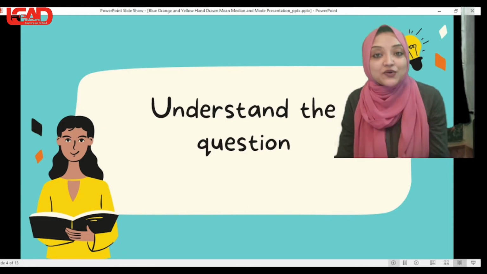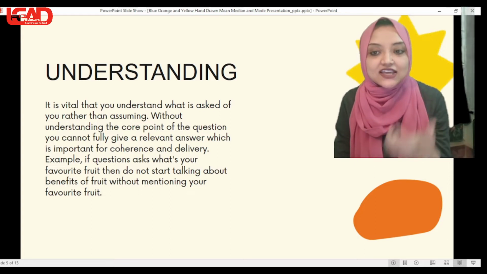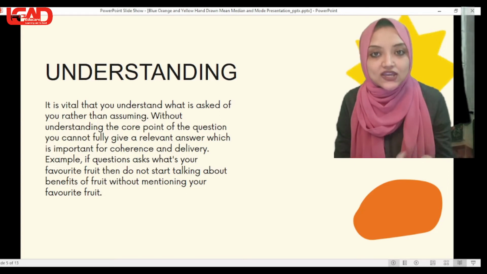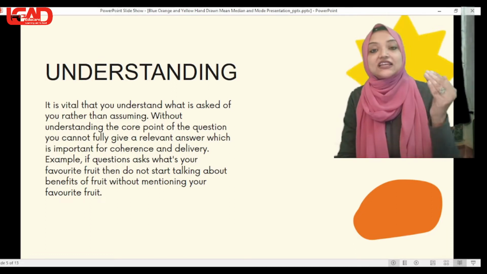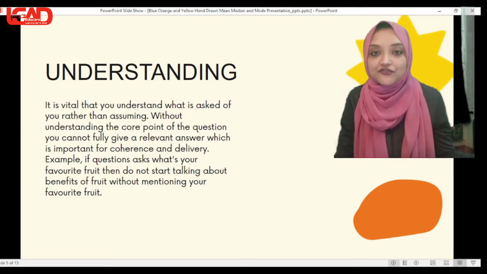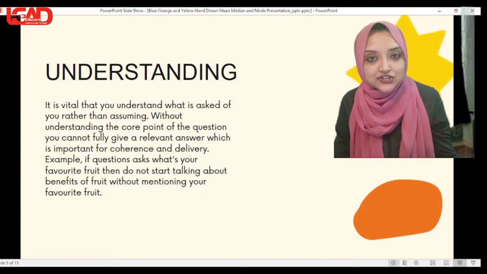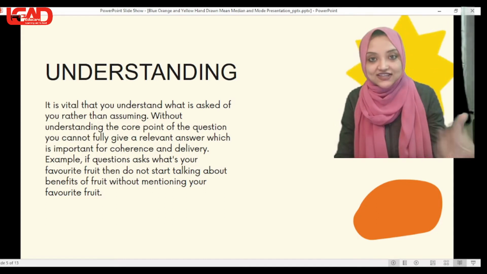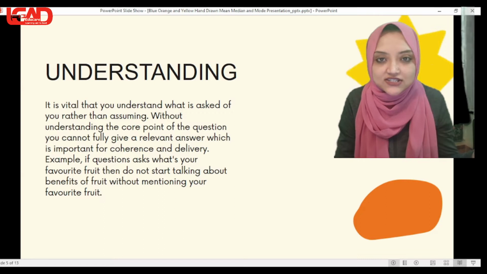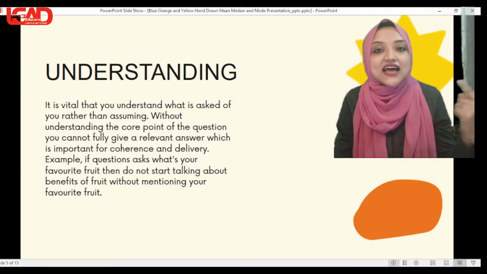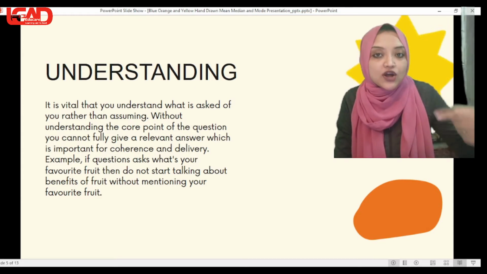Often students are so nervous, they're in such a rush that they answer immediately. They hear a question and they immediately start talking rather than actually listening and understanding the question. It's important that you understand what is asked of you. What I'm saying is, when the examiner asks you a question, don't rush. Pause, listen, understand the question, not just hear the words, but understand what is actually the key point. What does the examiner want to know from you?